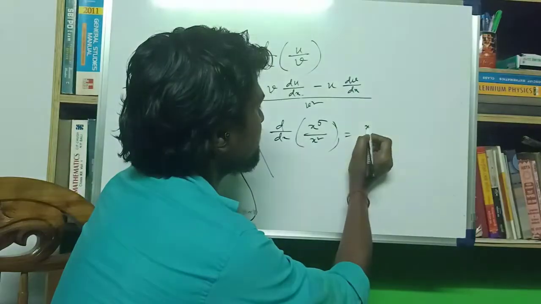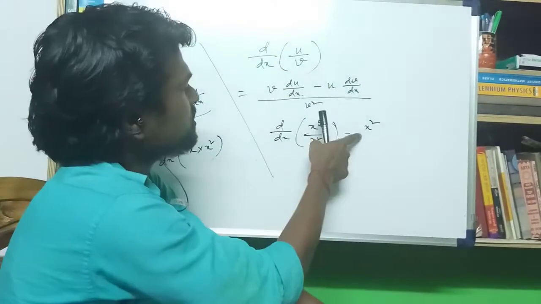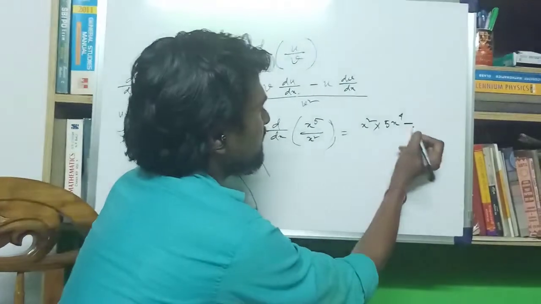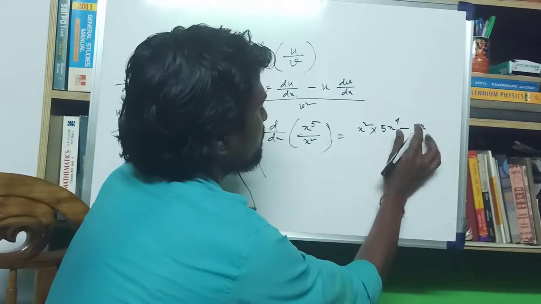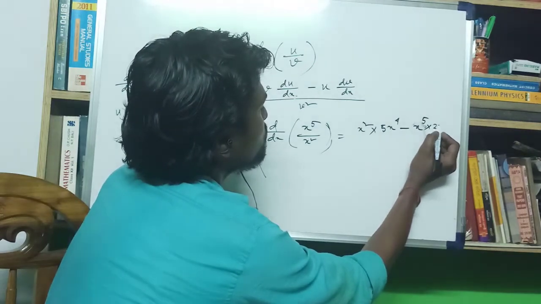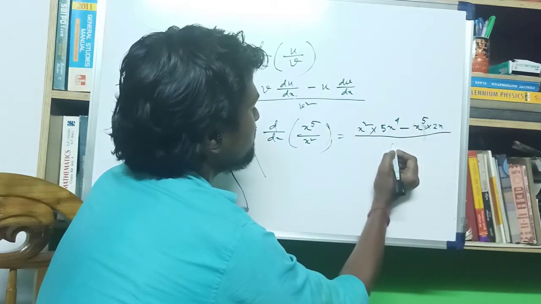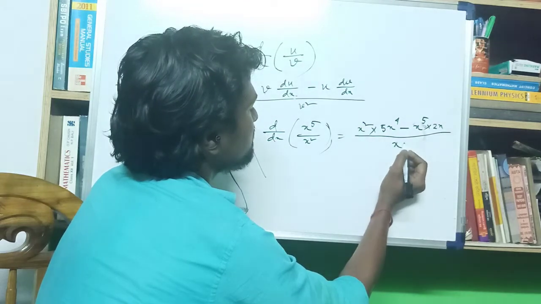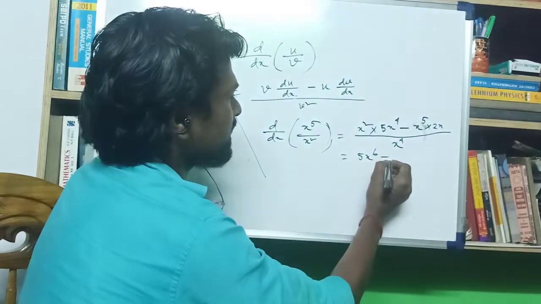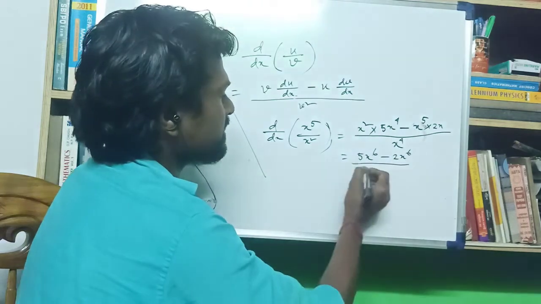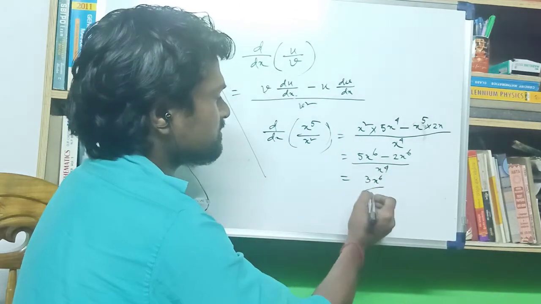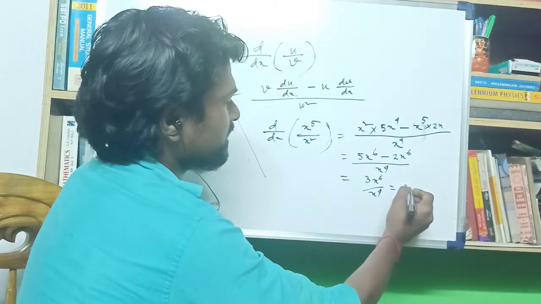So x square is the second function, so you have to write x square. The derivative of the first function means 5x to the power of 4 minus x to the power of 5 into derivative of v means 2x, divided by the square of the second function. So x to the power of 4, that is 5x to the power of 6 minus 2x to the power of 6 by x to the power of 4, and then 5 minus 2 means 3x to the power of 6 by x to the power of 4, or 3x square.